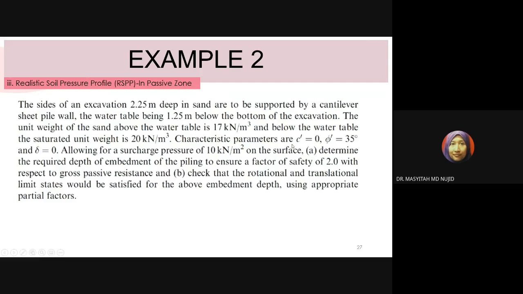These are the characteristic parameters of the soil, allowing for a surcharge pressure of 10 kPa on the surface. Determine the required depth of embedment of the piling to ensure a factor of safety of 2 with respect to gross passive resistance. Check that the rotational and translational limit states will be satisfied for the above embedment depth using partial factors. Part B is considered in the design section.